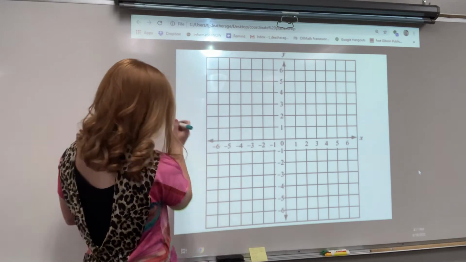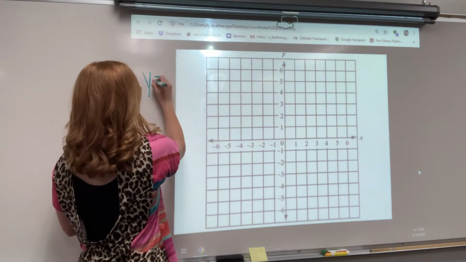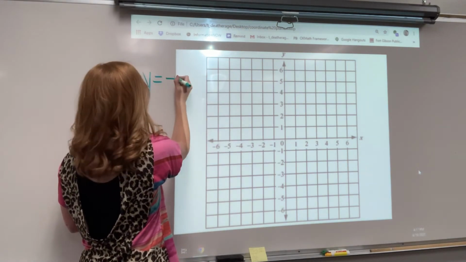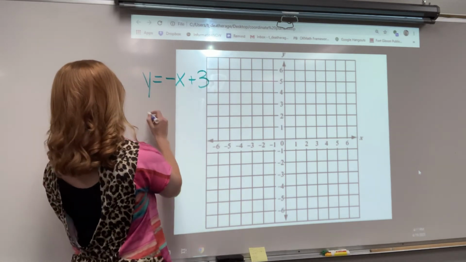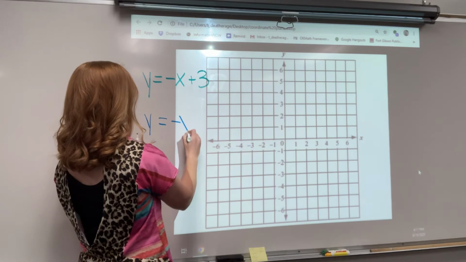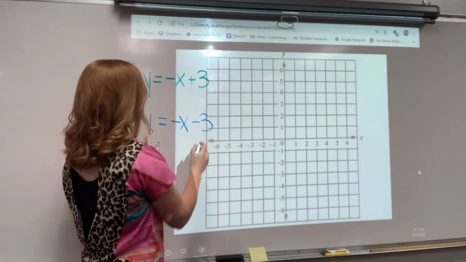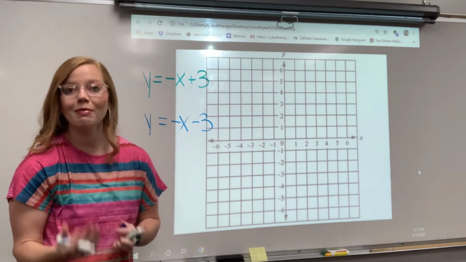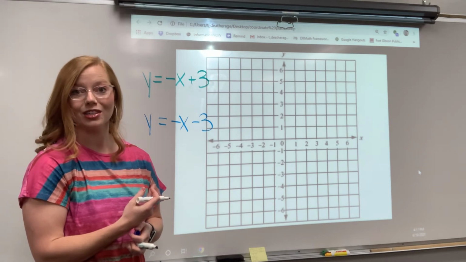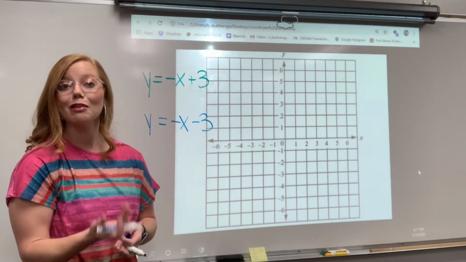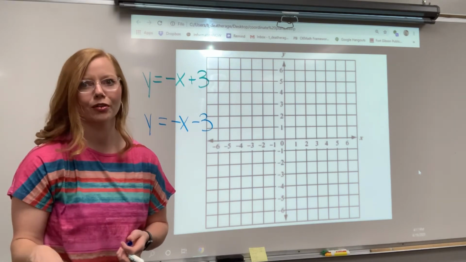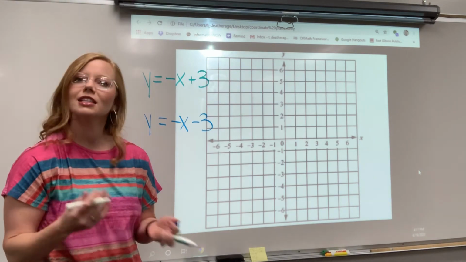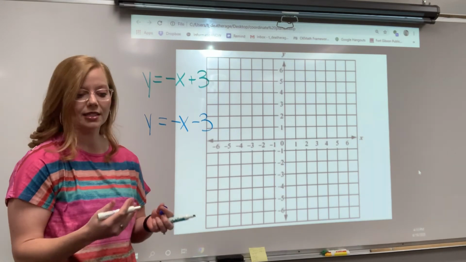Let's say I have y equals -x plus 3 and y equals -x minus 3. Already you may have noticed something different about this system of equations. They both have the same slope. So already I'm kind of thinking, well, that sounds familiar from my first page of notes. But let's see why that's true, why that happens.